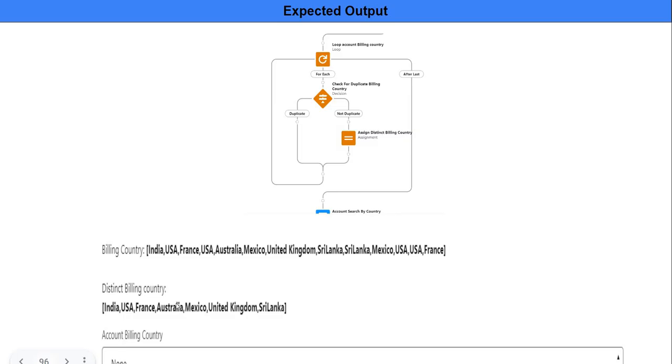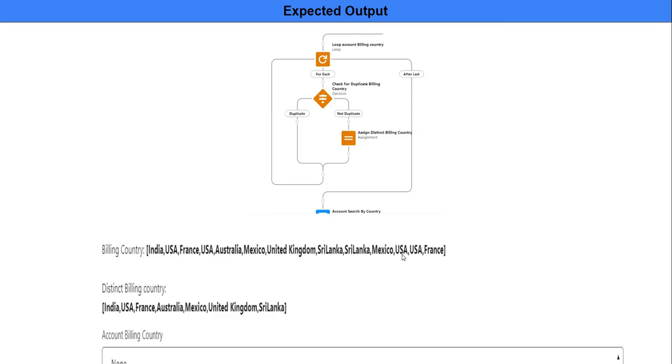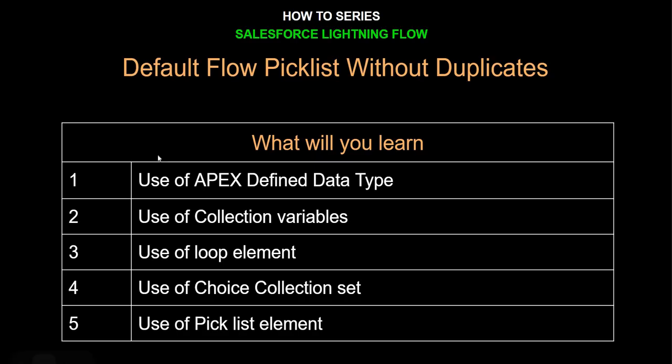Let's do that in this video, and for that purpose we will be using Apex defined data type. It's very simple. So let's use it and complete this particular use case. This is what we're going to do: we're going to learn about Apex defined data type, talk about collection variables and the benefit of using loop element, choice collection set, and finally the pick list with distinct values.